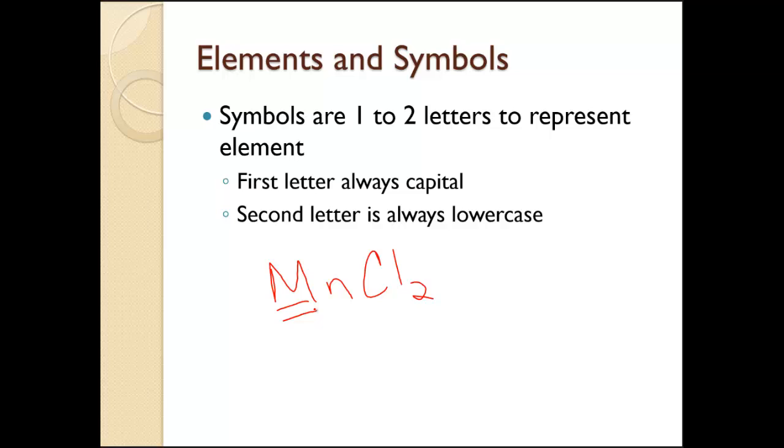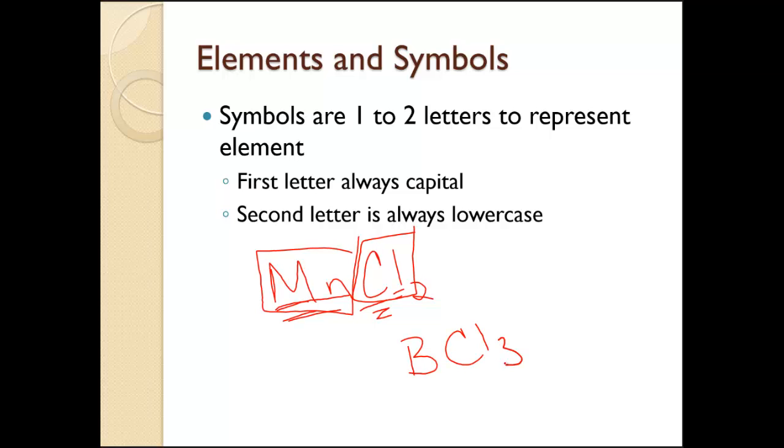So capital, lowercase, that means that M and n go together when you start looking at the periodic table. Then the big C indicates that you have another element here. And then the lowercase l means that those two go together. If we have, for instance, BCl3, uppercase for the B, uppercase for the C, that means B is all by itself. The two letters only go together if it's a capital and a lowercase next to each other.